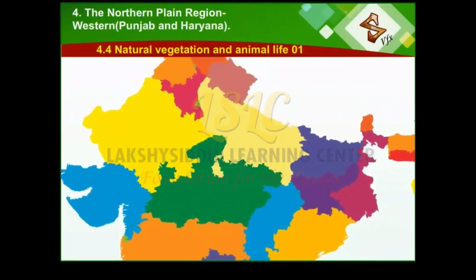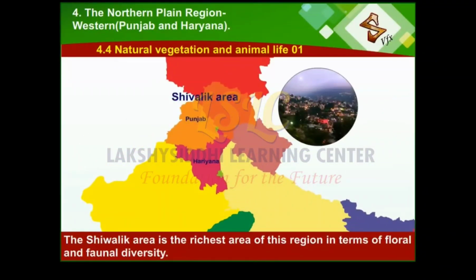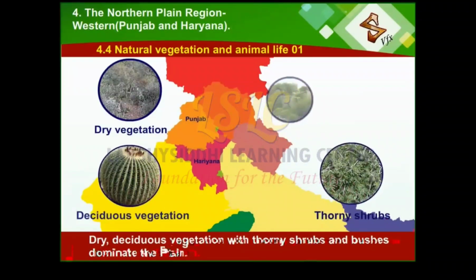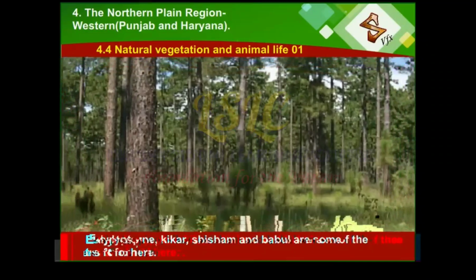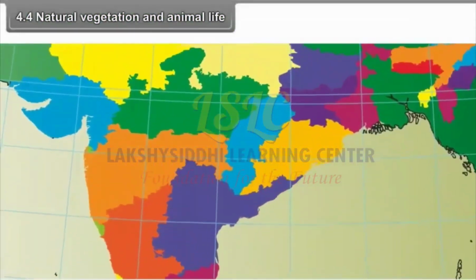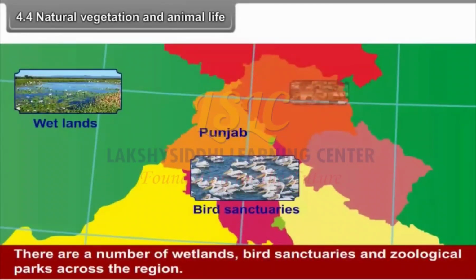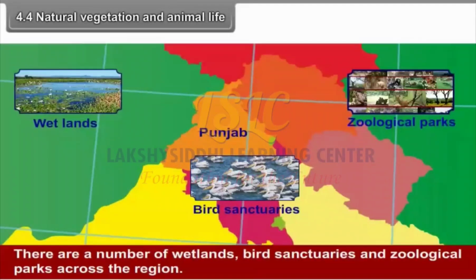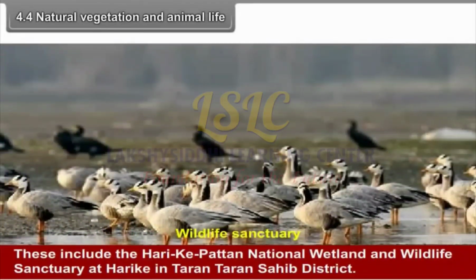4.4 Natural vegetation and animal life. The Shivalik area is the richest area of this region in terms of floral and faunal diversity. Dry deciduous vegetation with thorny shrubs and bushes dominates the plain. Eucalyptus, pine, kikar. There are a number of wetlands, bird sanctuaries, and zoological parks across the region. These include the Harike-Patan National Wetland and Wildlife Sanctuary at Harike in Tarn Taran Sahib district.